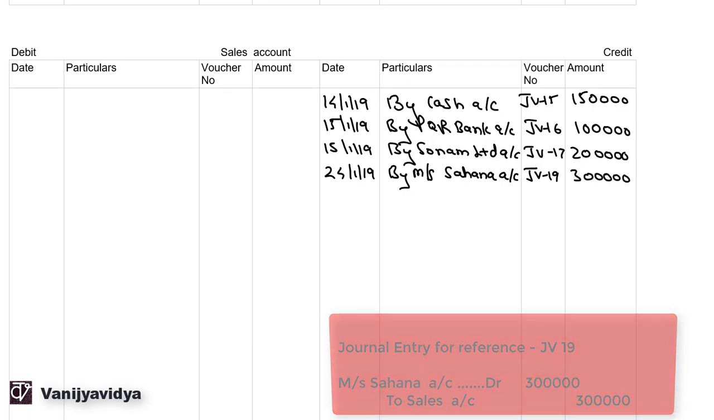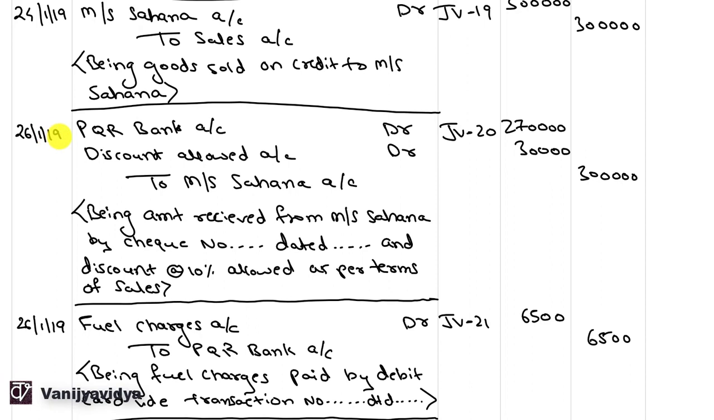Now let's move on to the next journal entry. 26 Jan 2019, PQR bank account debit 2,70,000. Discount allowed account debit 30,000 to Messrs Sahana account 3 lakhs. Now here it's a combined entry, so there will be 3 impacts. One impact will be on the debit side of PQR bank account 2,70,000, debit side of discount allowed account 30,000.